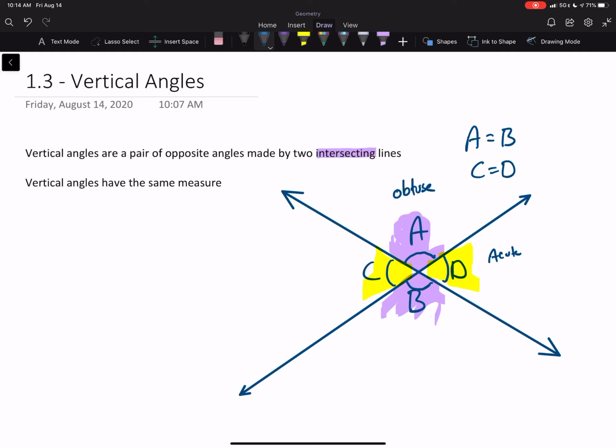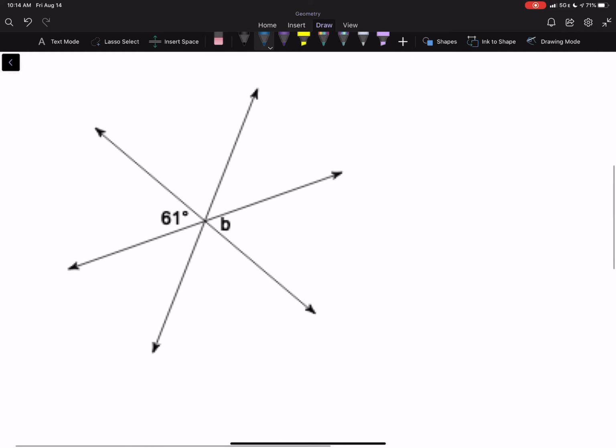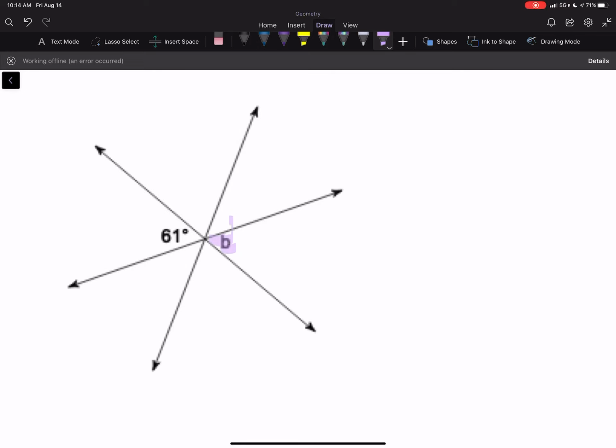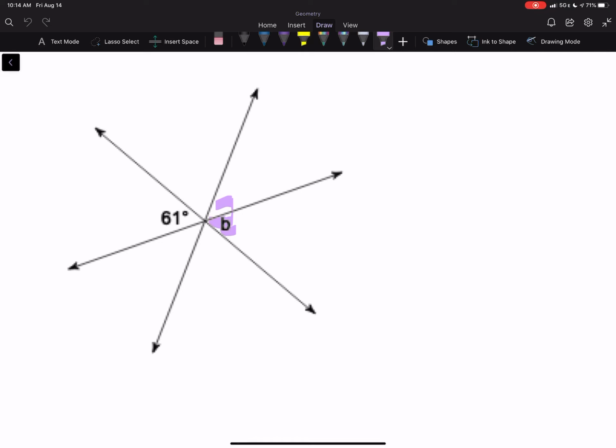All right, so in our sample problems here, we're going to try to find and solve for B. So here is our first one. Go ahead and try it on your own. And now I will tell you that this angle over here is the same as this angle. So it's really simple. B is equal to 61. Did you get 61? I hope so. All right. Super simple, right?